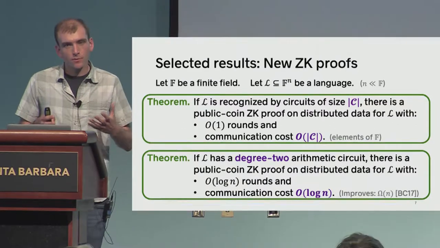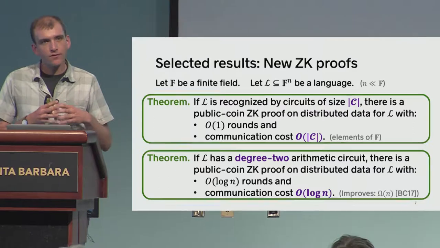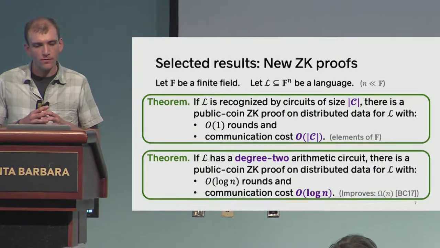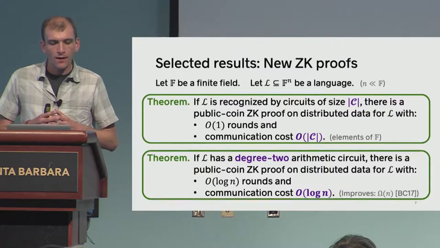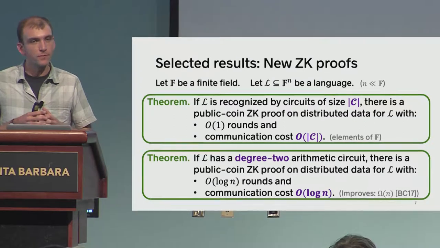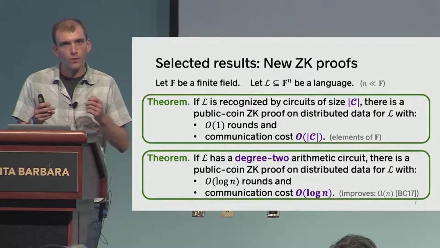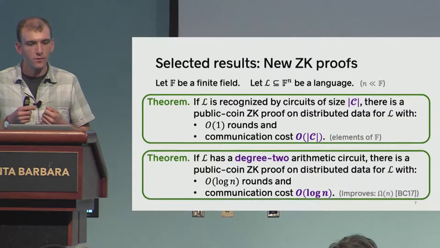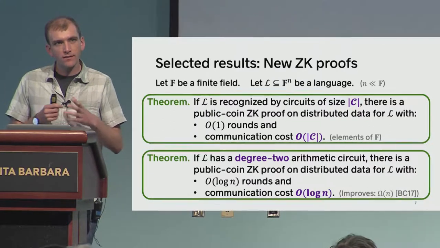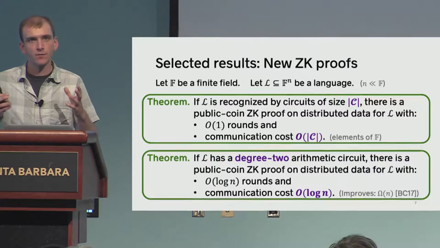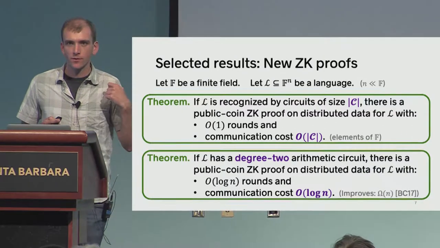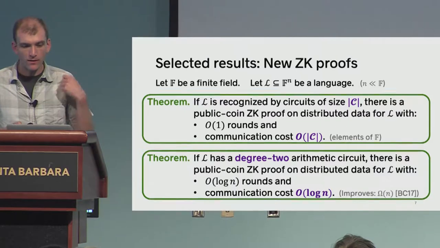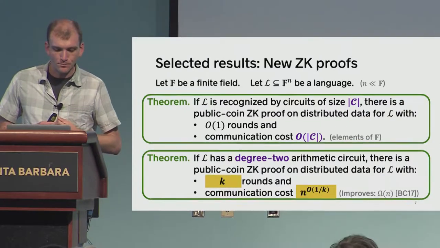The second type of result we have, and here's one example, is that if your language has structure, so for example, if your language is recognized by a low-degree arithmetic circuit, then there's a public coin zero-knowledge proof on distributed data for this language that requires only logarithmically many rounds of communication and has communication costs that grow logarithmically with the size of the inputs. And this improves on the linear communication cost of the prior schemes that were implicitly constructed.